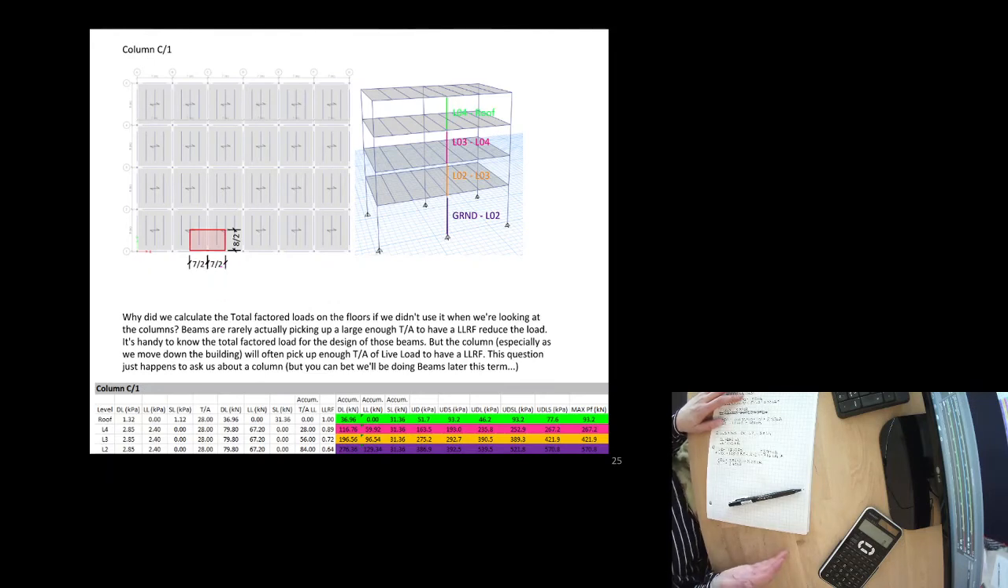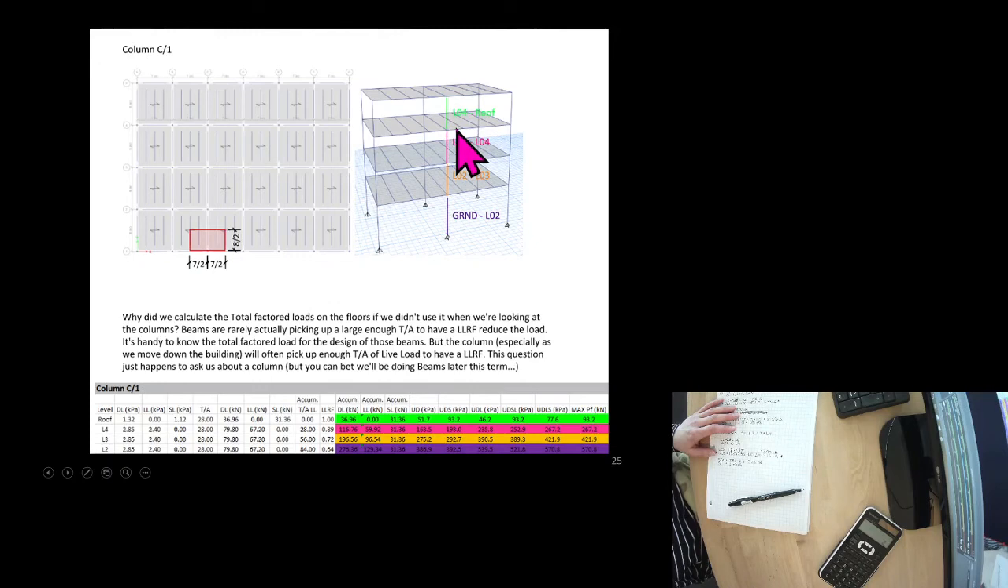So there are some things we probably need to think about. We need to think about live load reduction factors, because we're picking up level 2, level 3, and level 4 for live load. So what's the tributary area? Do we need to incorporate live load reduction factors?